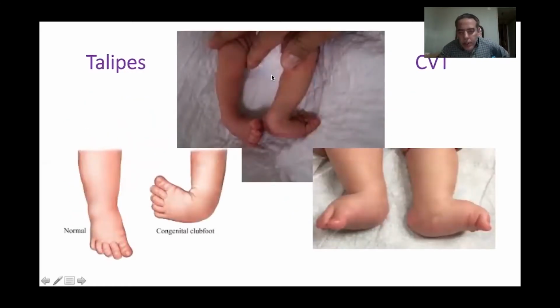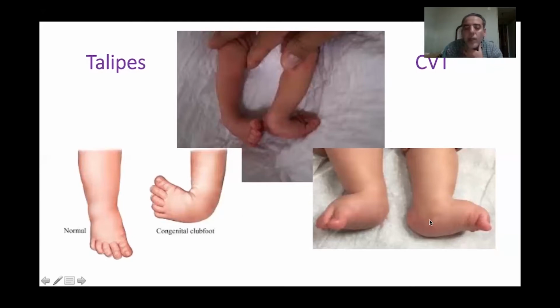This picture here is a picture of an unfortunate child who has both deformities in his feet. The right side, as you see here, is a talipes or clubfoot deformity. The left side is in congenital vertical talus. This is how the feet appear. This is the talipes, this is the congenital vertical talus.